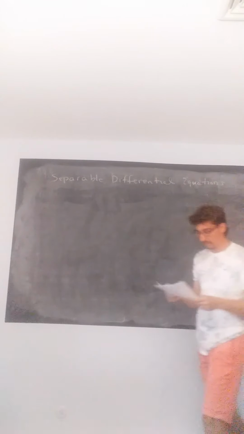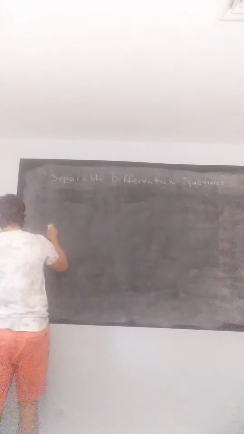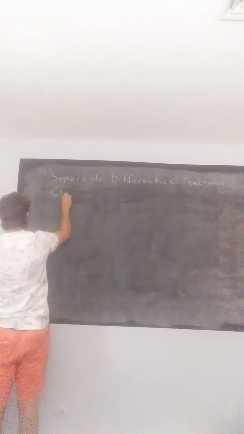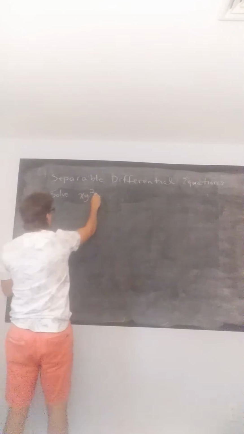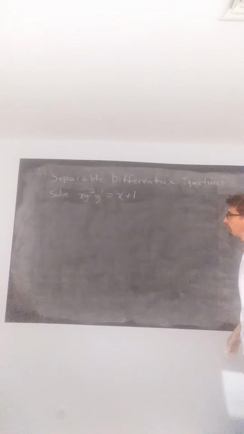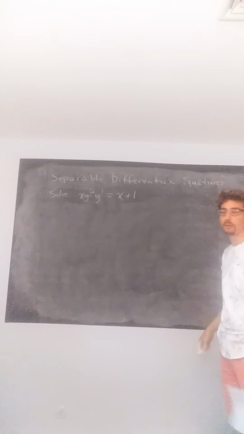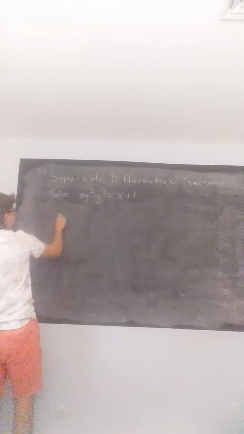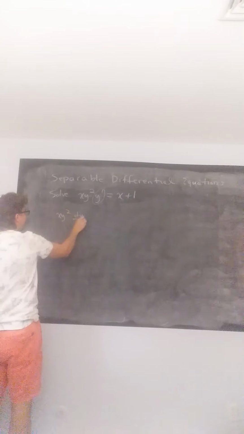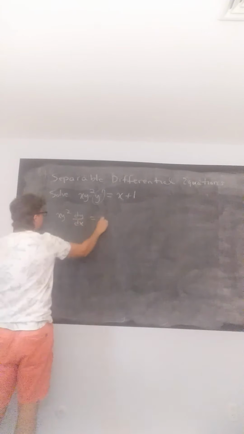Okay, so let's look at this guy here. We're going to solve xy squared times y prime equals x plus 1. Okay, so here we go. xy squared times y prime equals x plus 1. First step, rewrite this as the differential. So you got xy squared dy dx equals x plus 1.